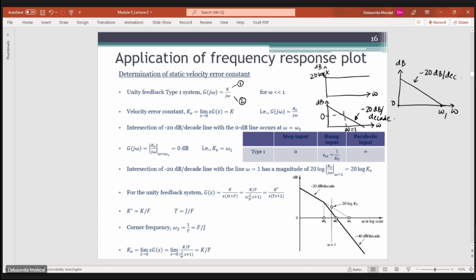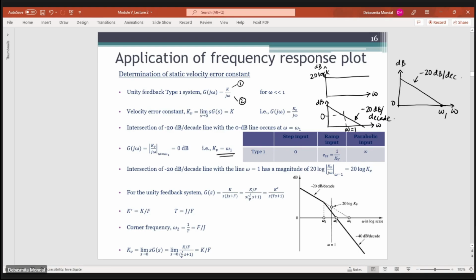So omega 1 will be found from g of j omega equals 0 dB. G of j omega is kV by j omega, and at omega equals omega 1 that equals 0 dB, and from there you can write that the value of kV is equal to omega 1. So if you can find the frequency at which this minus 20 dB per decade line crosses the 0 dB line, that will give you the value of the velocity error constant. For a type 1 system, the steady state error is given by 1 by kV, right?